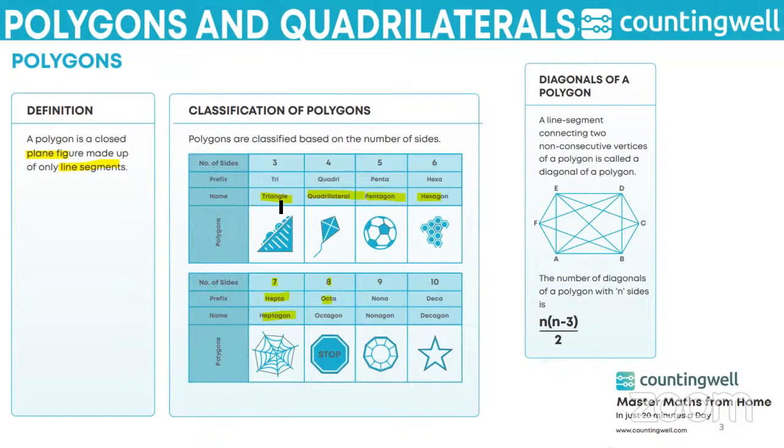So a polygon having 3 sides is nothing but a triangle. A polygon having 4 sides is nothing but a quadrilateral. Having 5 sides is a pentagon. A polygon having 6 sides is a hexagon. Whereas for 7 sides it is a heptagon. For 8 sides it is an octagon. For 9 sides it is a nonagon. For 10 sides it is a decagon. Here you can see the examples as well. For quadrilateral, we can take a kite. For pentagon, then for hexagon, and so on.